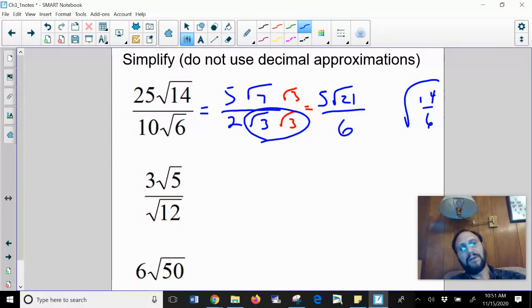The problem here is if you had multiplied by the square root of 6 over the square root of 6, you would have ended up having to reduce a lot in the end. So by doing this, sometimes we can avoid having to simplify later. It's always easier to simplify first.